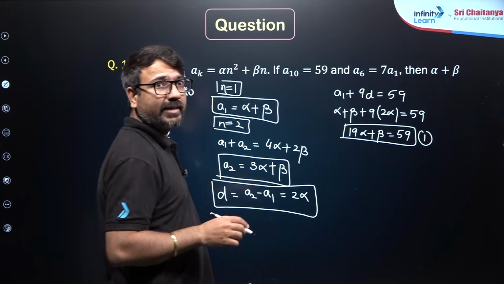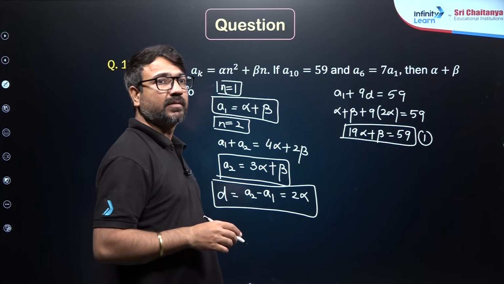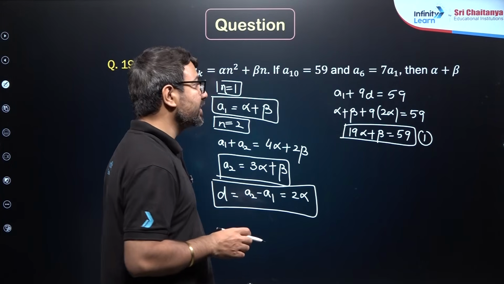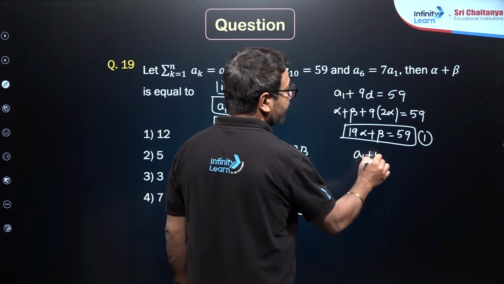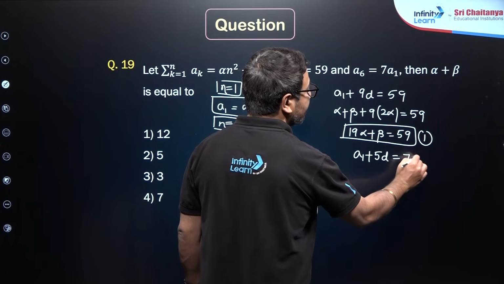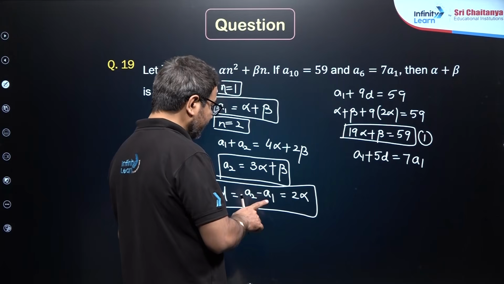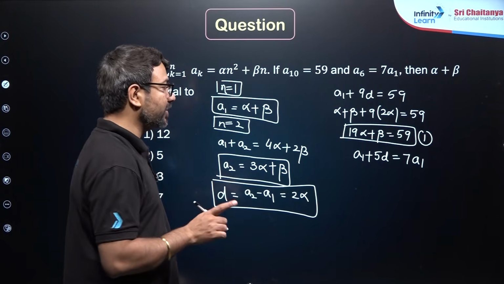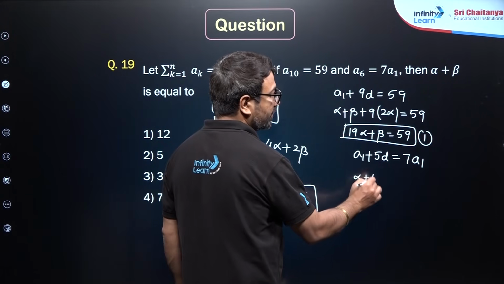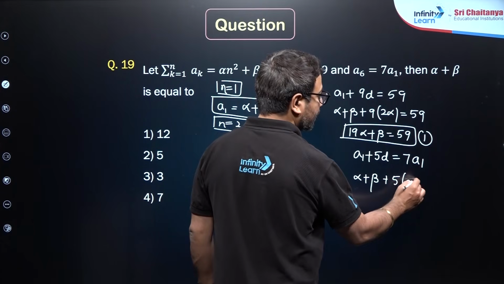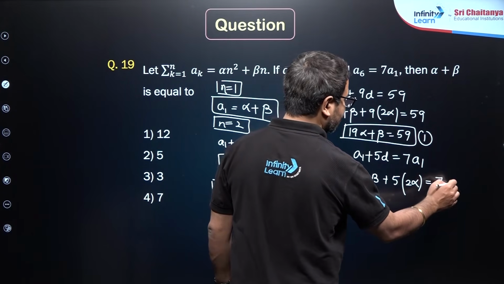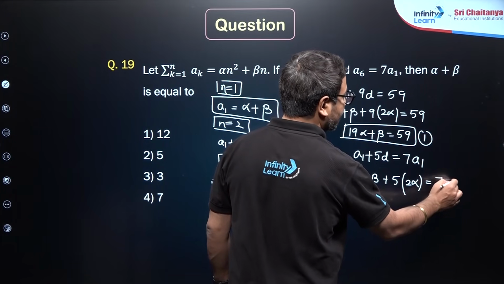In the same way, my dear students, you are having the value of a6. a1 plus 5d is equal to 7 times a1. a1 value, you already have this value alpha plus beta. So alpha plus beta plus 5 times d. d value is 2 alpha, is equal to 7 times alpha plus beta.